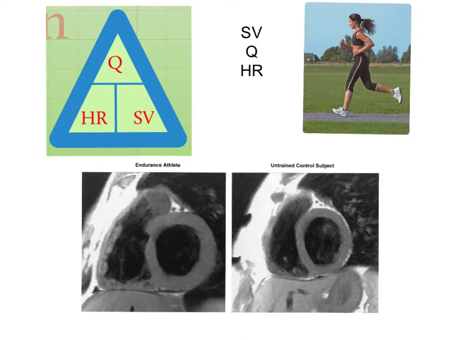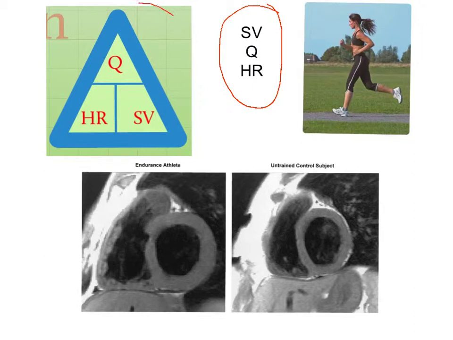Okay, hopefully this little video will give you a bit of an idea about what today's lesson is all about and what you need to be making sure you've learned by the end of today's lesson. Right, we're looking at some figures here: SV, Q and HR. Stroke volume, Q is cardiac output and HR is heart rate.